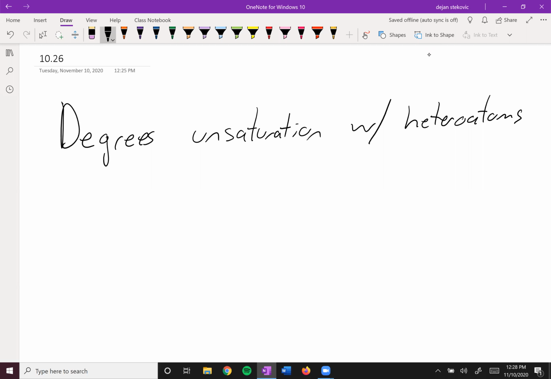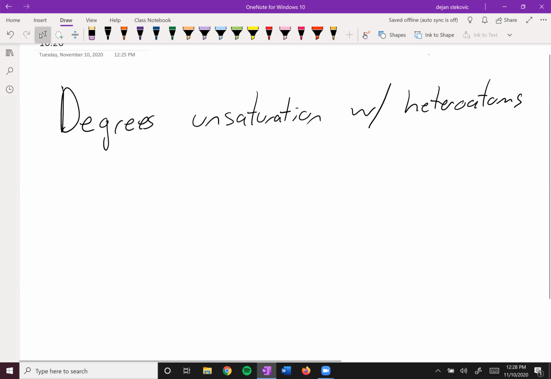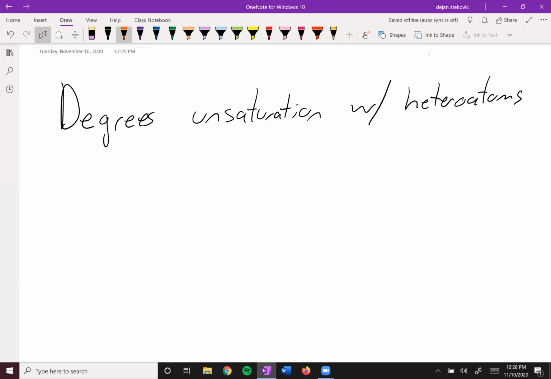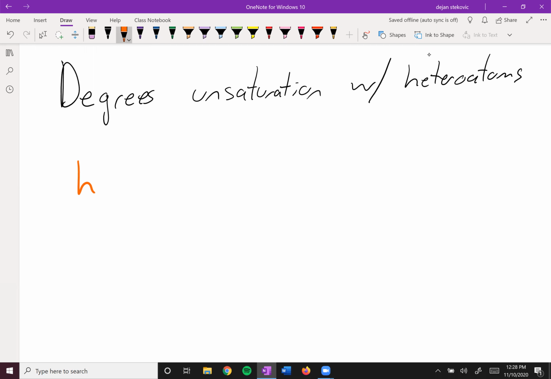All right, so last time we figured out how to calculate the degrees of unsaturation with just carbon and hydrogen compounds. But what if you have heteroatoms in there? How does that change up the game? So let's think about it a little bit.